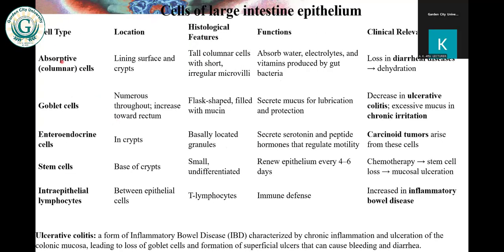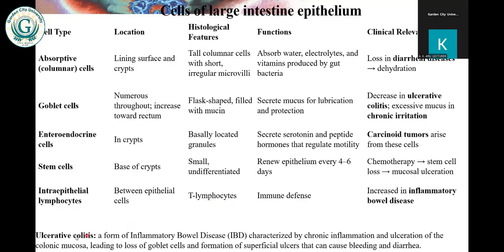What are some of the cells that you can find here? Once again, you can have some enterocytes, and these enterocytes will absorb water and electrolytes. Lots of these can lead to diarrhea. We also talk about the goblet cells, the enteroendocrine cells, then the stem cells. It's the M cells that you can't find here. And the Paneth cells are usually found more in the small intestines.